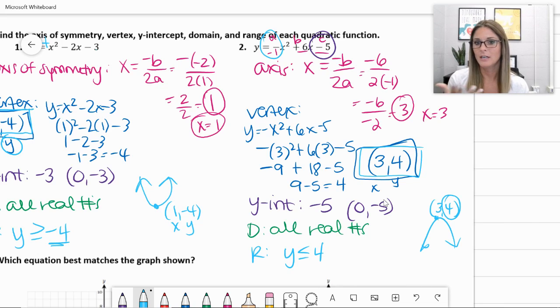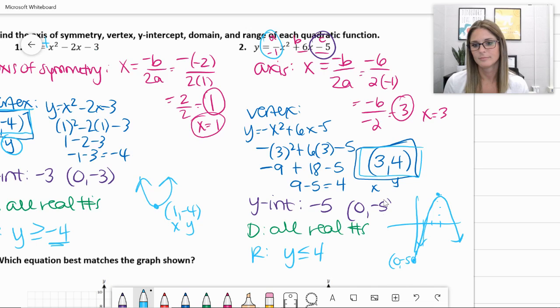Now we talked earlier, some students look at the y-intercept, but it's not that. If I sketch this out, 1, 2, 3, 1, 2, 3, 4, there it is, and it's flipped this way. I'm not even close to my y-intercept of -5. So you want to use your vertex to help you identify your range.